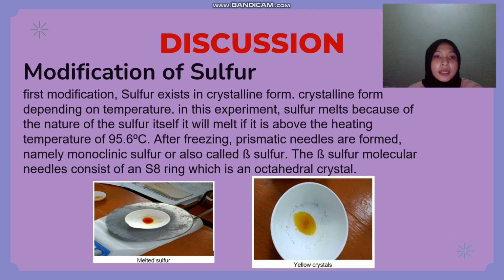Discussion, modification of sulfur. Here, sulfur exists in crystalline form, depending on temperature. In this experiment, sulfur melts because of the nature of the sulfur itself. It will melt if it is above the heating temperature of 119.6 degrees Celsius. After freezing, prismatic needles are formed, namely monoclinic sulfur, also called beta sulfur. The sulfur molecular needles consist of an S8 ring, which is an octahedral crystal.